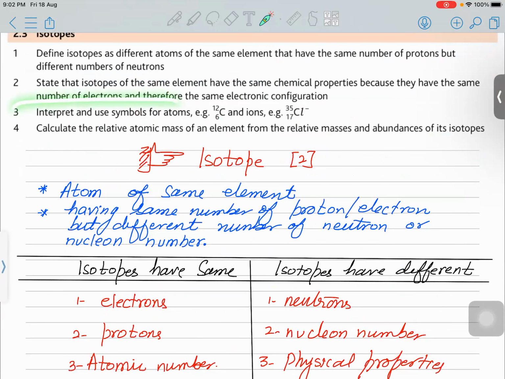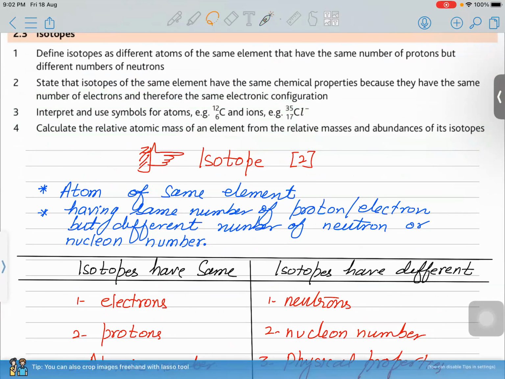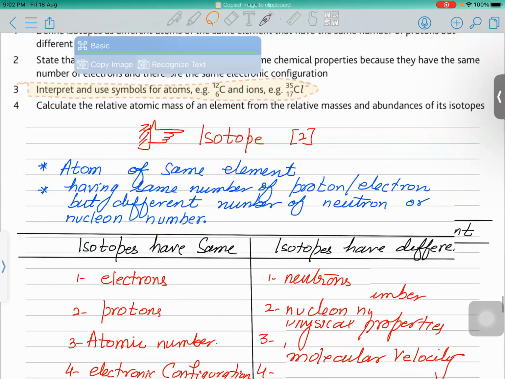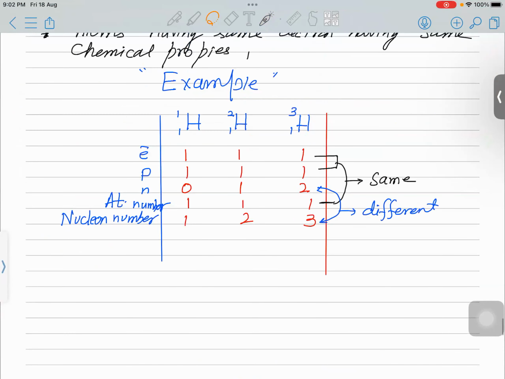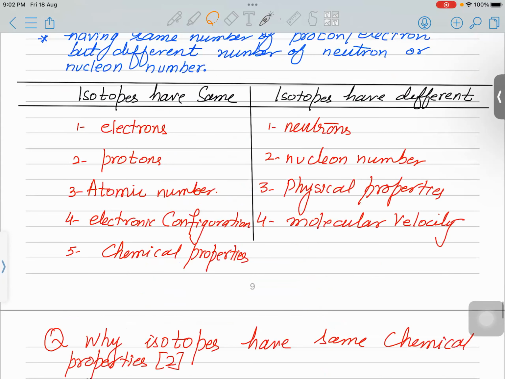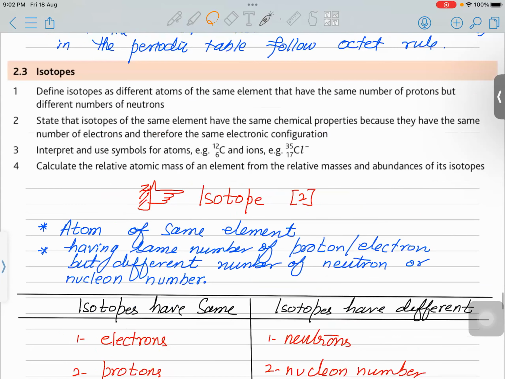Interpret the use of the symbols carbon 6 12 and chlorine 7 13. Calculate the relative mass of an element from the relative masses and abundance of the isotopes. Okay. Now, the next topic is interpretation. So here we have discussed an example of isotope, right? So next example of isotope.